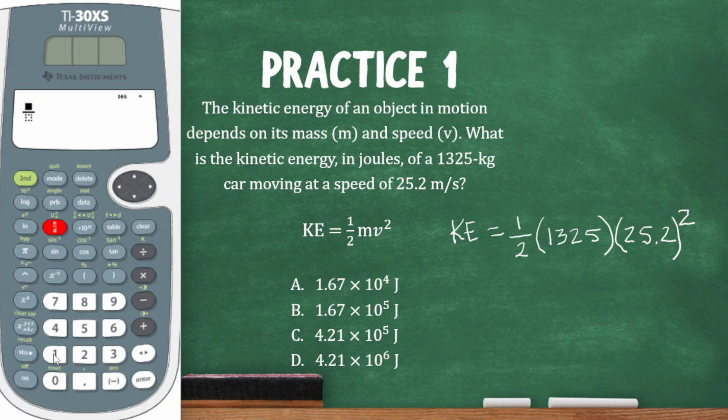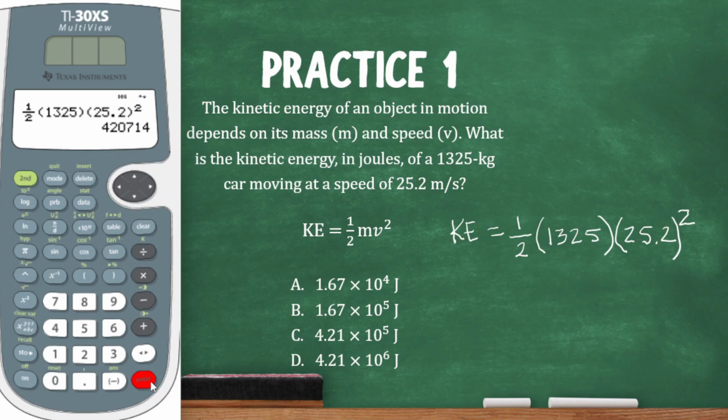The fraction button, then 1/2. Click to the right to get out of that fraction. 1325 times another parentheses, 25.2, close the parentheses, and the squared button is right here. It's a little x squared. Enter. There we go, we've got our answer.